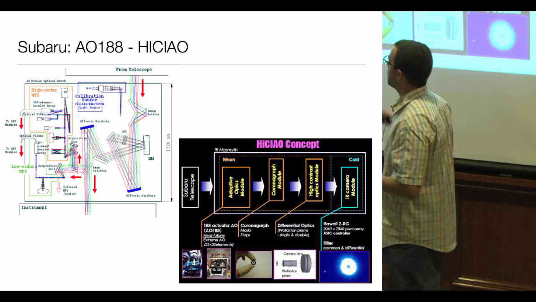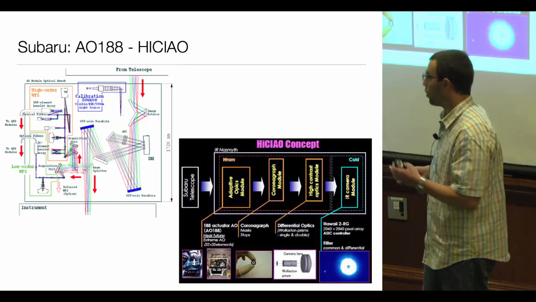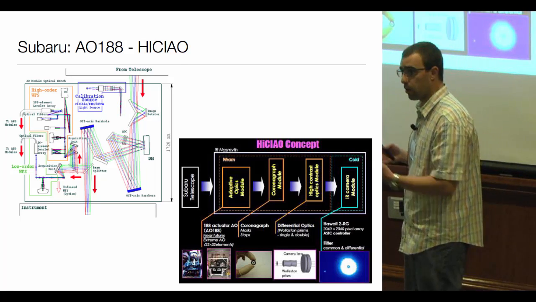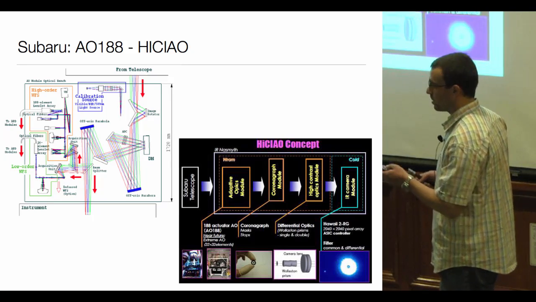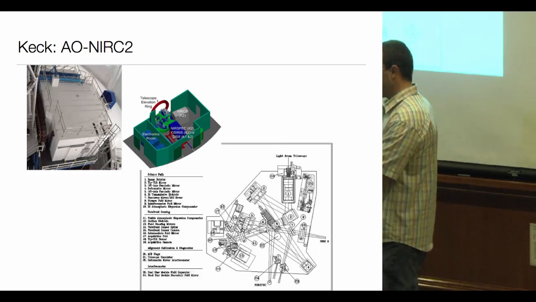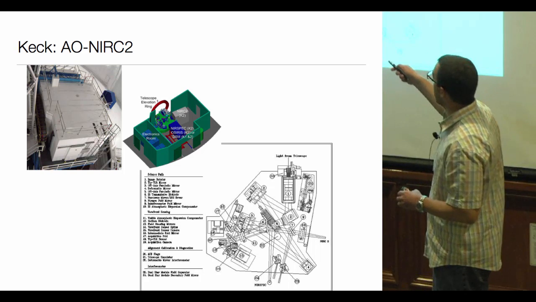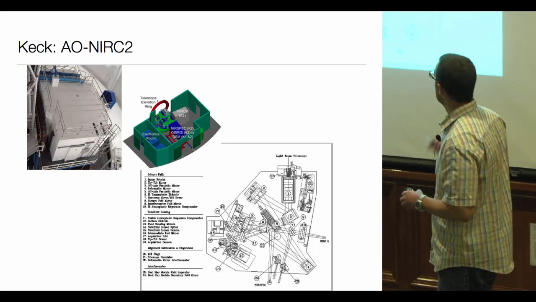The devil is, of course, in the details, and in the case of Subaru, the wavefront sensing is done a bit differently with the curvature wavefront sensor. So I'm not going to go into the details of that, of course, but this is quite interesting to see how these systems differ. So we have Keck AO with NIRC2.